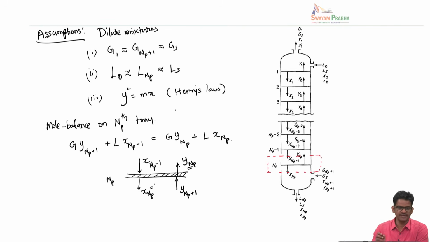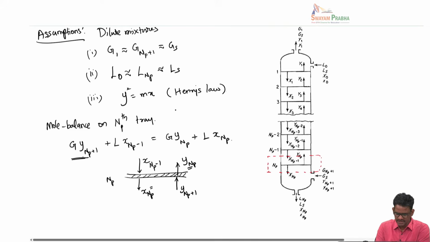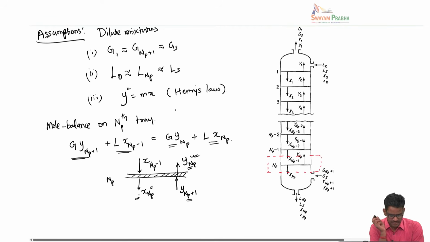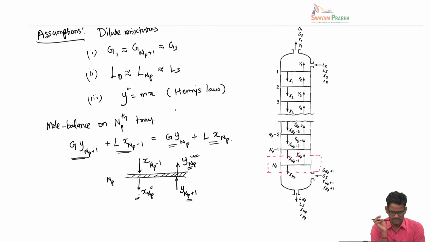So for this I have written a mass balance. The number of moles of solute coming in would be G times this mole fraction, and the number of moles in the liquid stream that is coming in would be L times xnp minus 1, and that should be equal to the number of moles that is leaving, that is this stream, plus the liquid stream that is here. So here I have used G and L as constants.